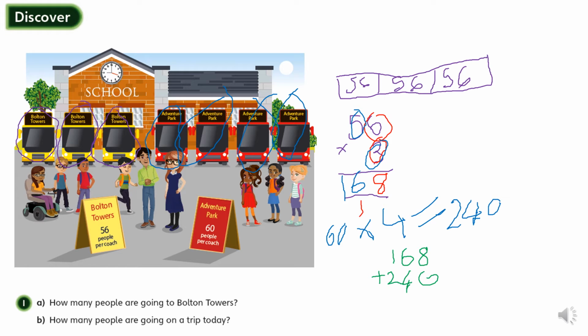And again, I must always start with my ones, just in case there is an exchange. So I have 8 plus 0, which I know is 8. I then have 60 plus 40, which I know is 100, which means that I have no tens and I have my 1 in my hundreds column. Then I have 100 add 200, which is 300, and then I need to add my extra 100 in to make it 400. So how many people are going on a trip today? 408.